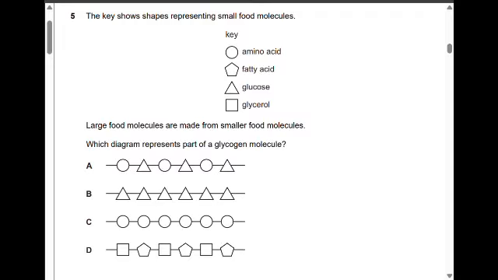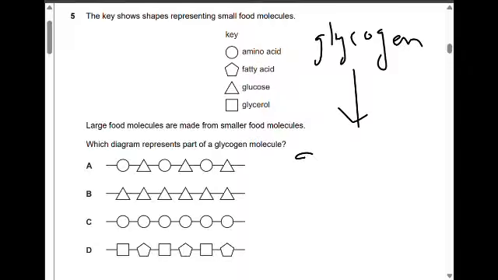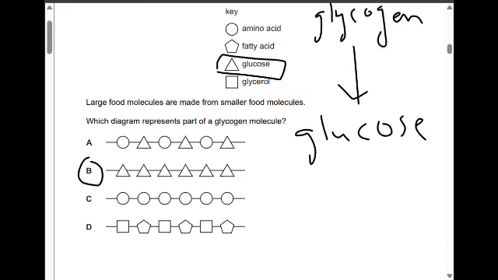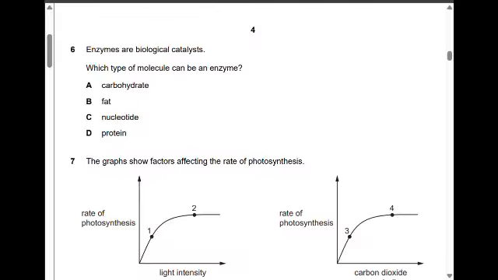So number 5: the key shows shapes representing small food molecules. Which diagram represents parts of a glycogen molecule? Large food molecules are made up of smaller food molecules. Glycogen is basically a form of glucose, and here glucose has a triangular shape. If you look at B, it has a chain of triangles, and since glycogen is only glucose and nothing else, the answer is B. Okay, so now we'll move on to question number 6, which states that enzymes are biological catalysts.